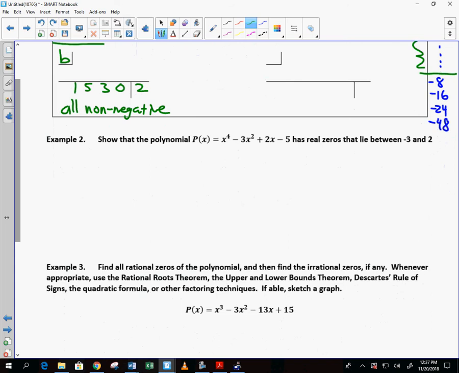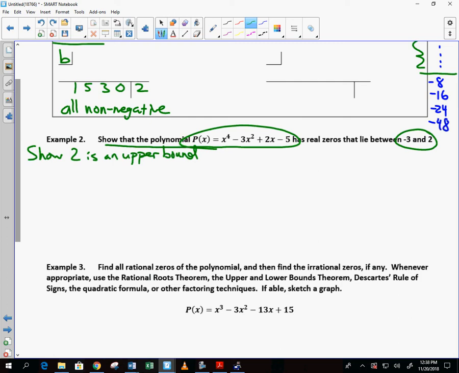So we'll show you the example. It says, show that the polynomial right here has zeros that lie between negative 3 and positive 2. So I'm going to show 2 is an upper bound. And it's super simple. In order to show that 2 is an upper bound, I'm going to take 2, I'm going to divide it into 1, 0, negative 3, 2, and negative 5. Watch what happens when I divide 2 in. I drop the 1 and I multiply. Add. Multiply. Add. Multiply, add, multiply, add. What do you notice about the result?